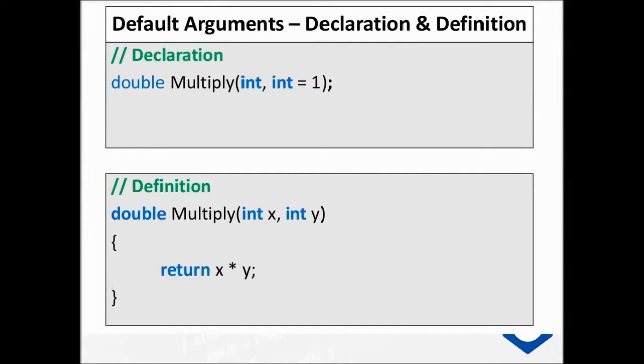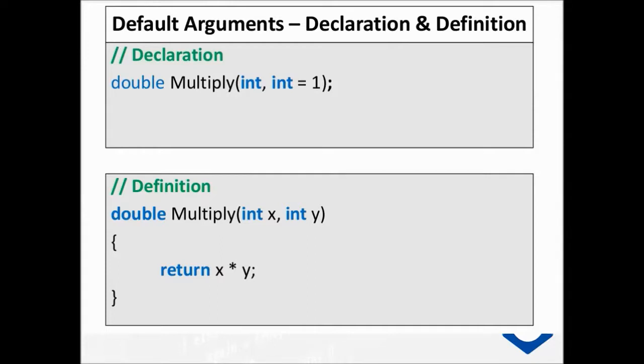So let's suppose we have a function with name multiply and data type double, and when we declare it before the main function we write double multiply, and into the parameters we write int comma int y = 1. Here int y = 1 is our default argument. If we do not pass any value, then this function automatically uses the value 1.